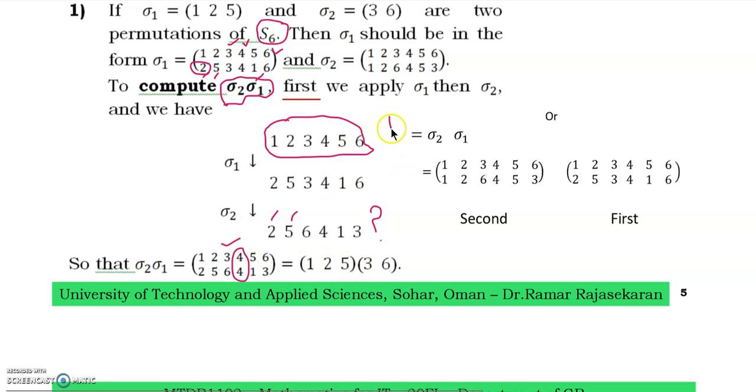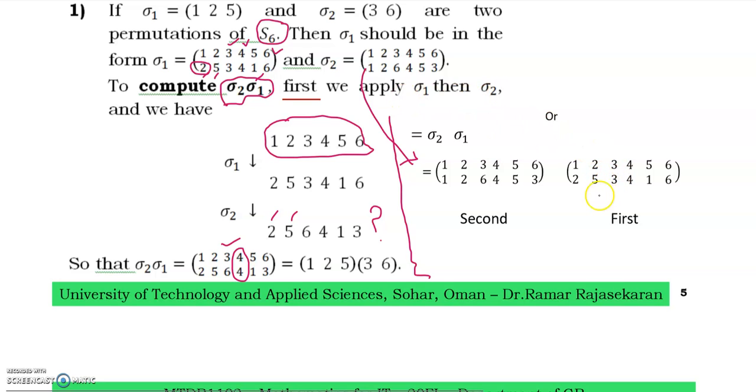Another way to find this sigma 2 sigma 1. This is the method I prefer. How to find sigma 2 sigma 1? Now, sigma 2 you write from the question. This is sigma 2. What is sigma 1? From the question you write. First you do this part, then you do this part. That is given here. First we apply sigma 1, then sigma 2.